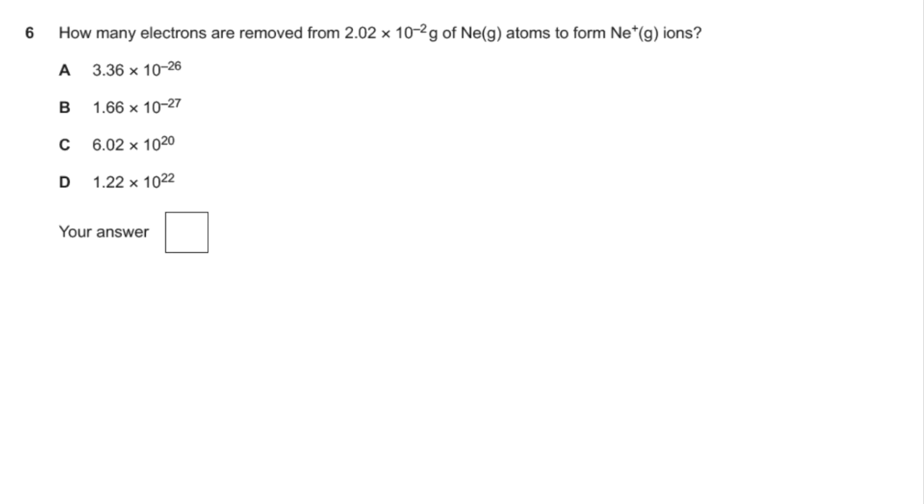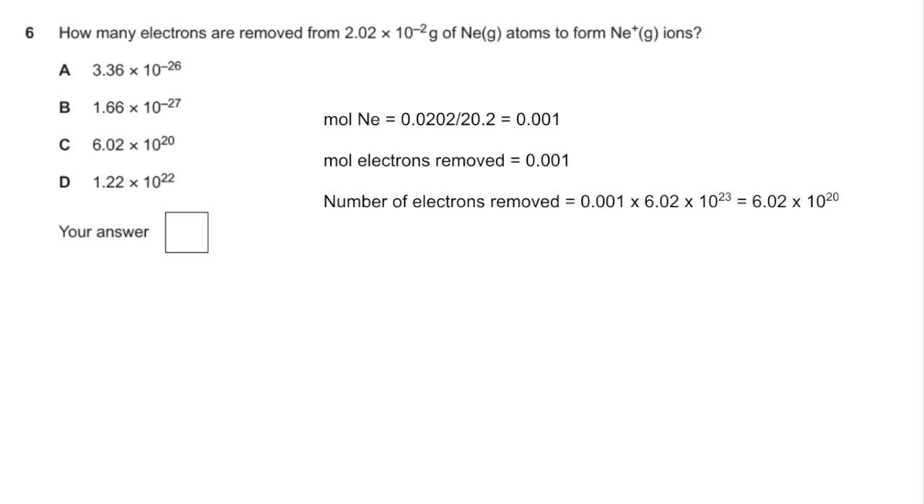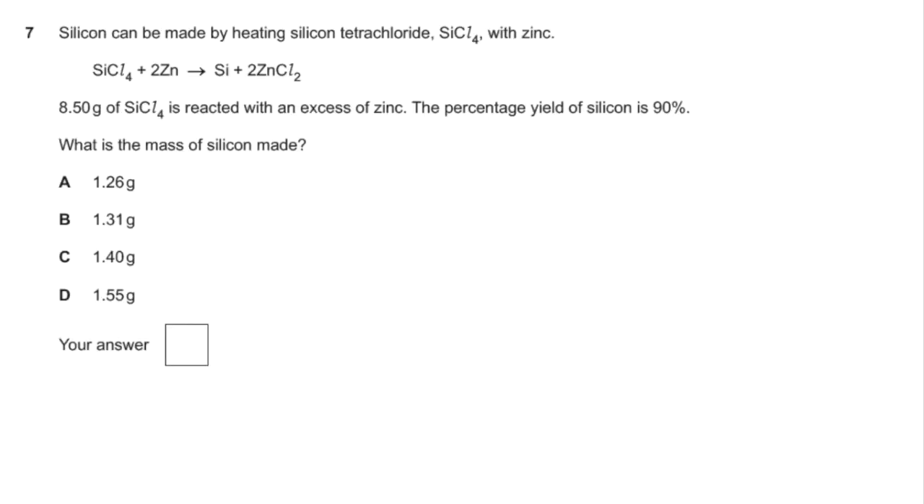So for every atom that's turned into a 1+ ion, 1 electron needs to be removed. So for a mole of atoms, 1 mole of electrons will be removed. We need to know how many moles of neon we've got in that many grams. So mass over Mr, 0.001 moles of neon. That's how many moles of electrons are going to be removed. Then if we multiply that by Avogadro's number, we can find out how many electrons in total. That comes out at 6.02 times 10 to the 20. So it was C. Number 7.